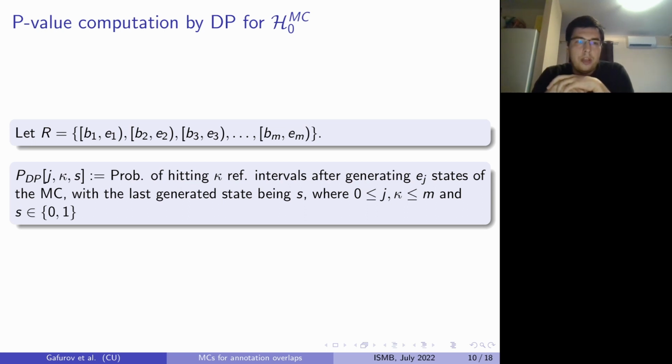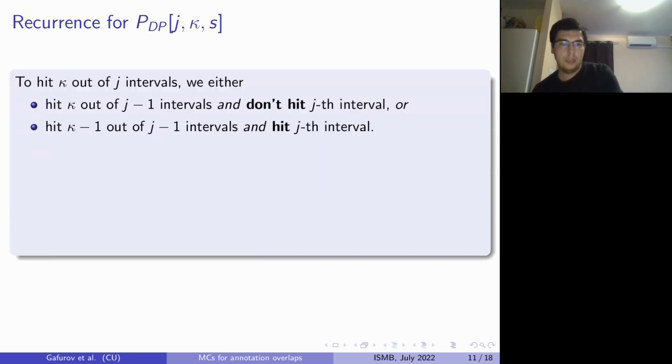And now we define our dynamic programming table P with parameters j, kappa, s as the probability of hitting exactly kappa reference intervals after generating j states of the Markov chain. So we end just after the jth interval. With that our last state is s. And so this is our dynamic programming table.